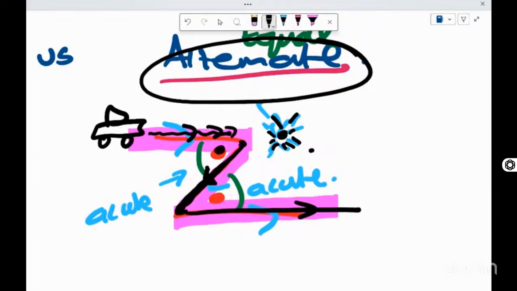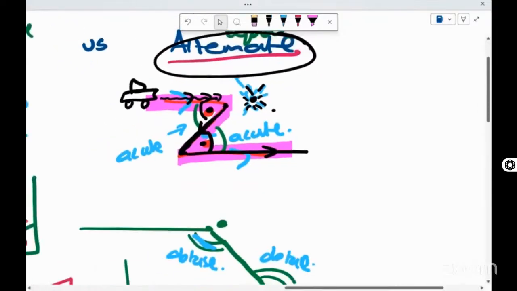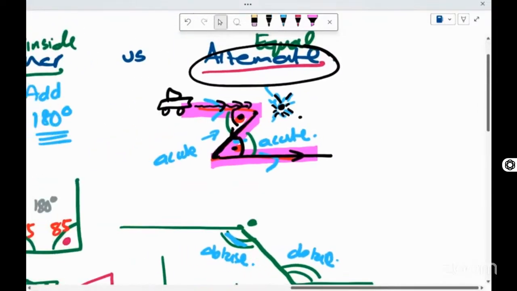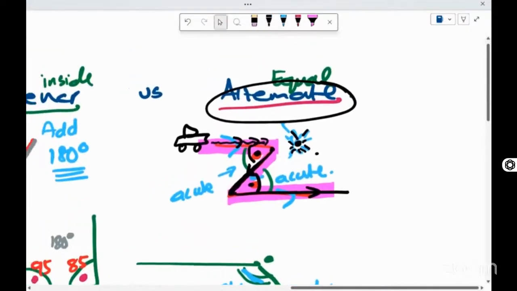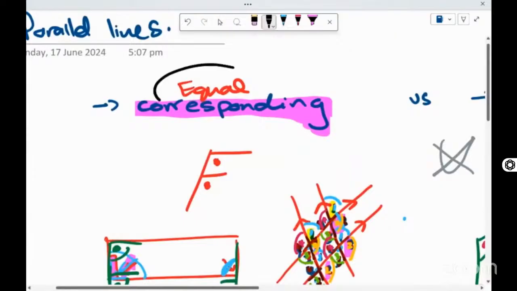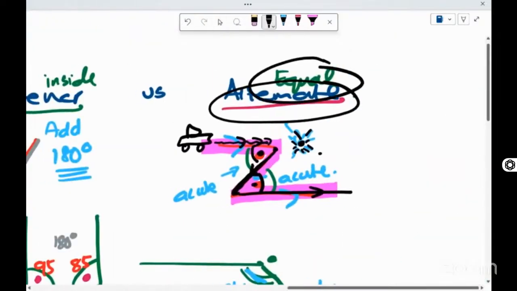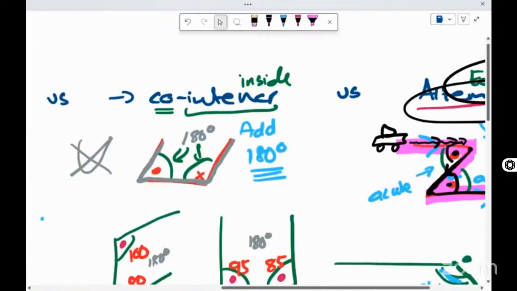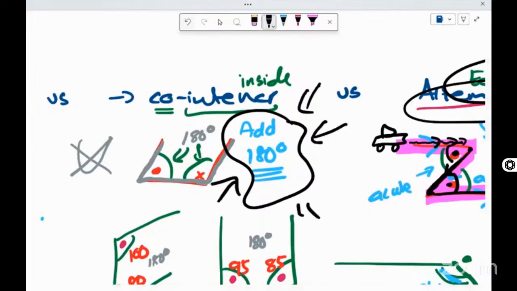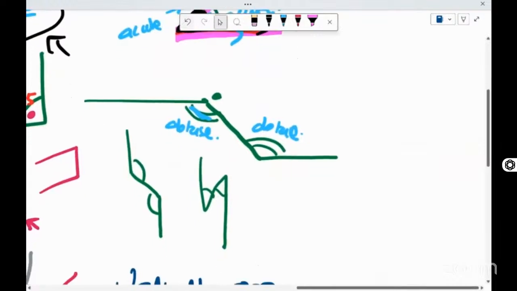And the alternate route will be caused by the angles that I make, which will be equal and not adding up to 180 this time. It's equal. So you'll notice corresponding angles are equal. Alternate angles are equal, but co-interior angles add to 180 degrees. Okay, co-interior angles add to 180 degrees.